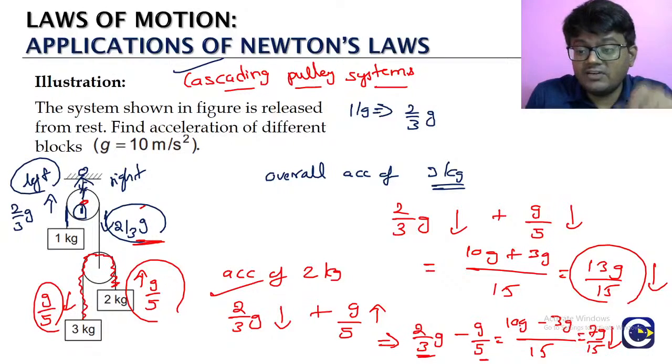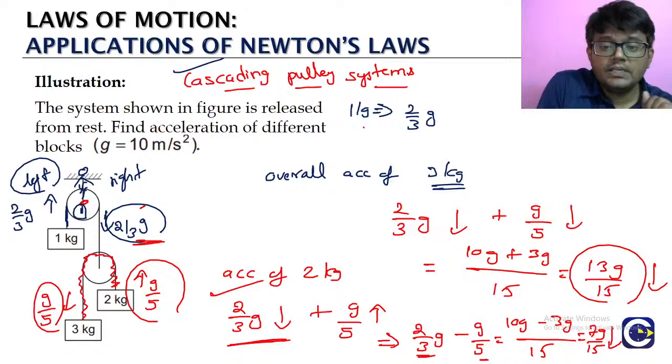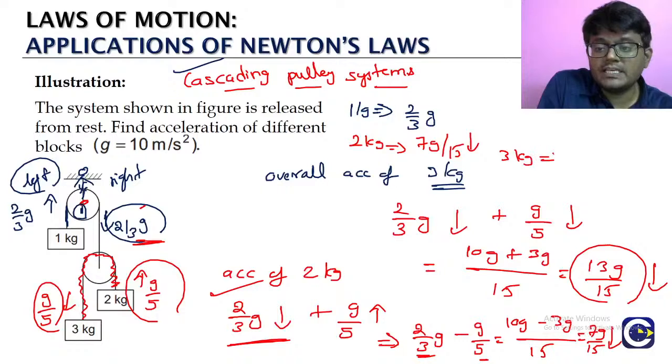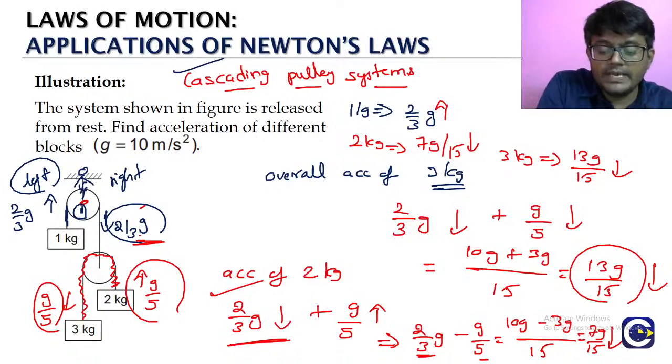Net acceleration will be what? Here, the higher is what? Downwards, right? So net acceleration will be downwards. So look at this, the 2 kg will have net acceleration 7g by 15 down. What about the 3 kg? 13g by 15 down. Only that 1 kg block is having acceleration upwards, which is 2 by 3 into g.